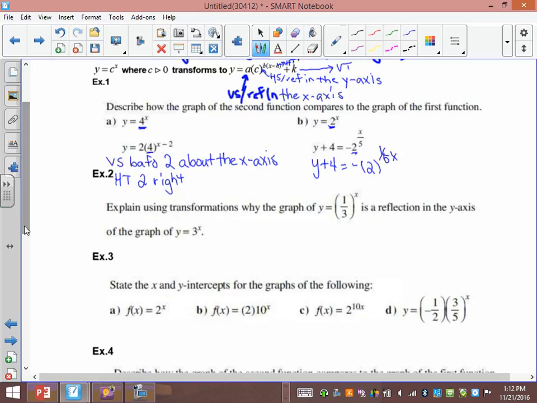So are there any vertical stretches? Is there a number in front of here? Is there a number in front of here? No, so there's no vertical stretches. Is there a horizontal stretch? Yes. By, is it 1/5 or 5? 5. It's with the variable.